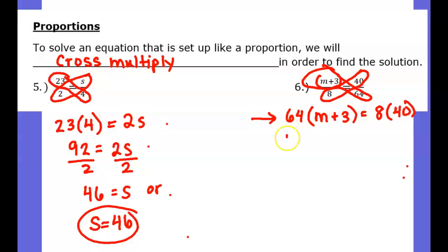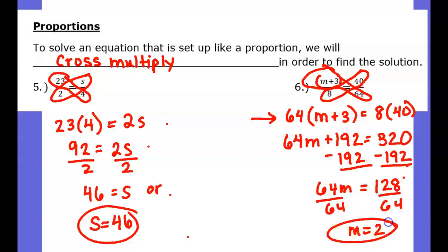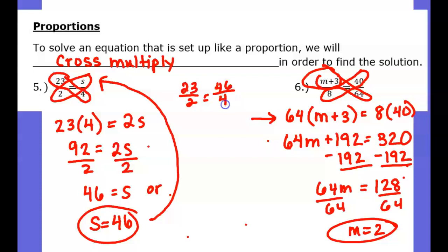So now when we distribute, we're going back to what we did yesterday. We distribute: 64m plus 192 equals 320. All right, we're going to subtract the constant, negative 192. When we do that, we get 64m is equal to 128. Then we divide by 64, and our m is equal to 2. All right, so to do the check step for proportions, you could put the number back in and just make sure that they're equivalent fractions. Okay, so in this case, it would be 23 halves is equal to 46 over 4. Okay, and then if you simplified them both, they would be equal to each other.